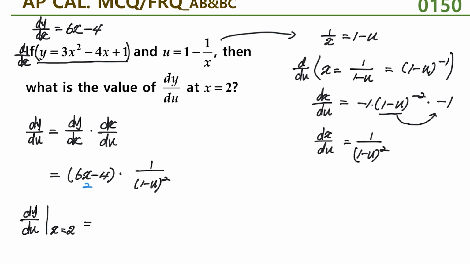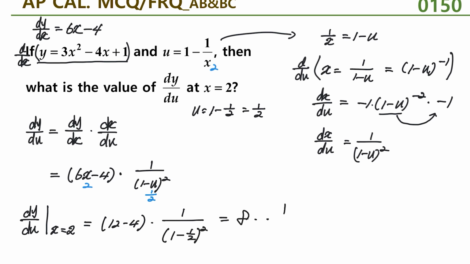When x is equal to 2, what is u then? u is 1 minus 1/2, which is equal to 1/2. So when x is equal to 2, u is 1/2. So we're going to substitute 1/2 for u. So 12 minus 4 times 1 over (1 minus 1/2) squared. So that's 8 times 1 over, 1 minus 1/2 is 1/2, so (1/2) squared.